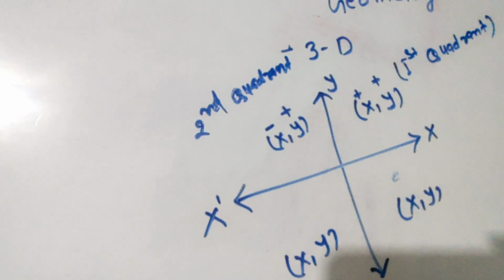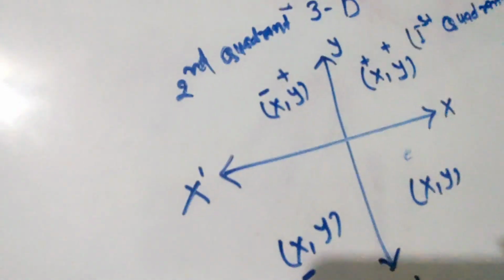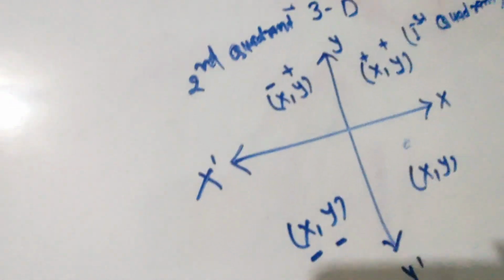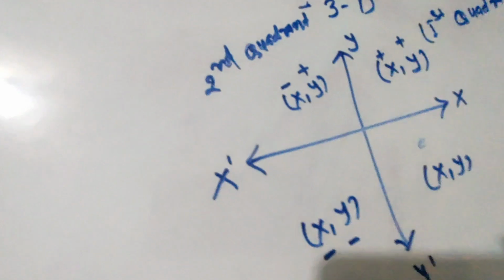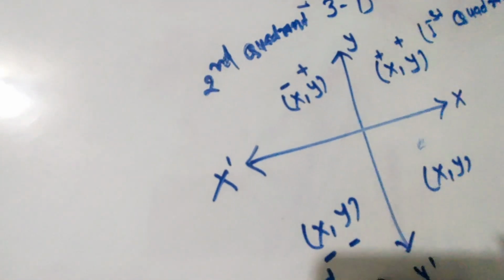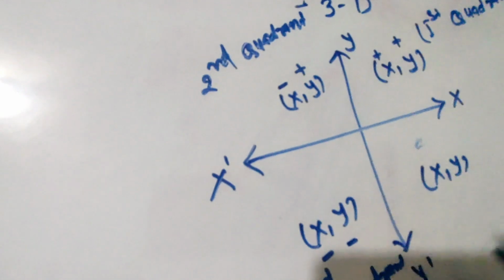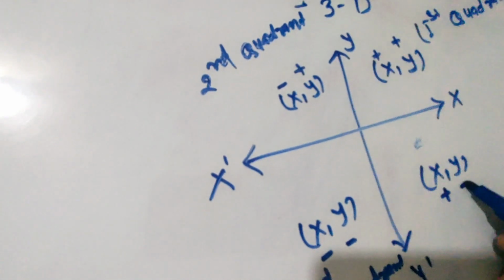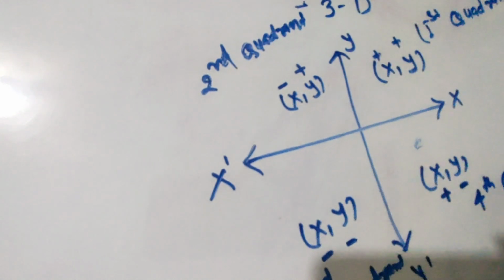Here x is also negative, and y is also negative. This is called the third quadrant. And here x is positive while y is negative. This is the fourth quadrant. Okay.